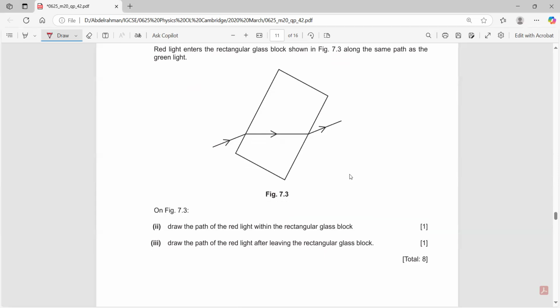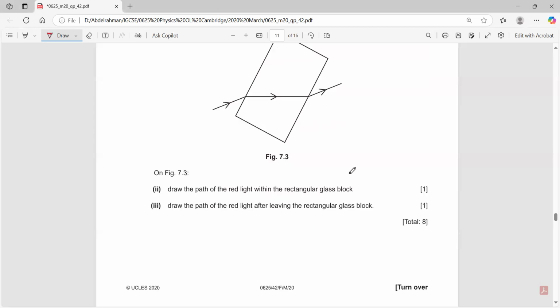Can I draw the red light inside and out of the glass block? Yes, I can do that. Again, ROYGBIV. Red means that it would be refracted less. Okay? It would be refracted less. And then, as it moves away, it will have the same angle of refraction. How can I draw it less?